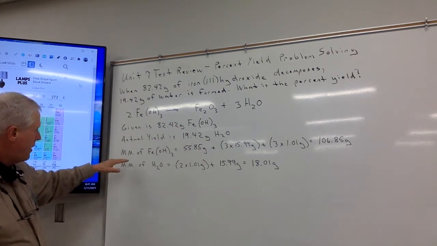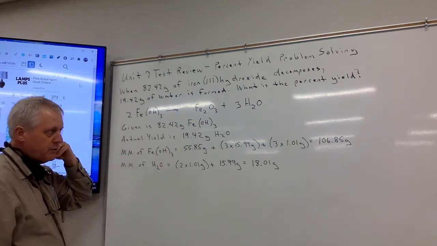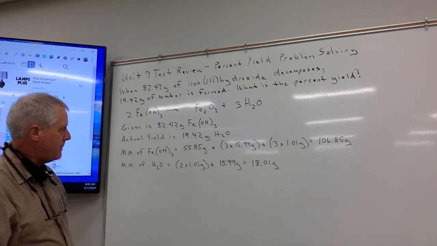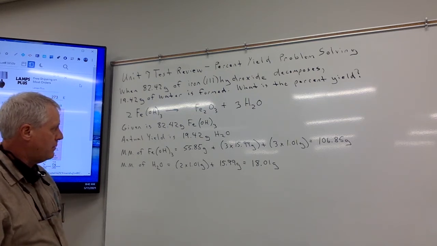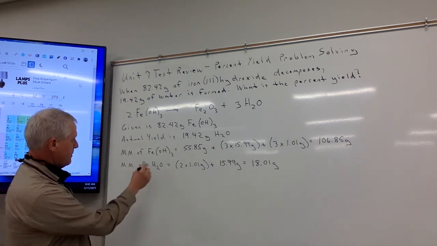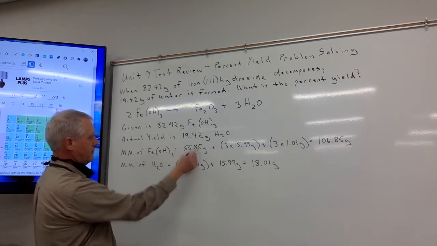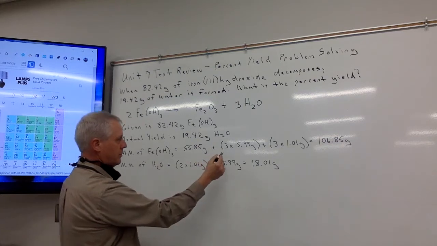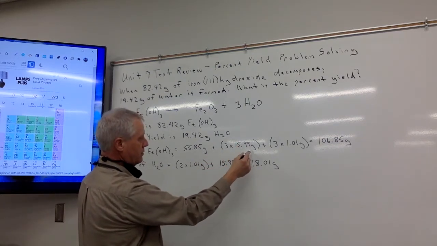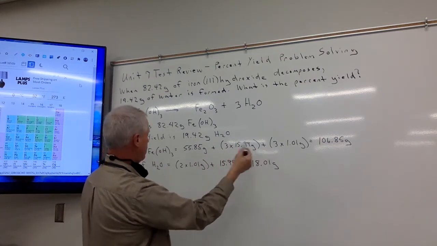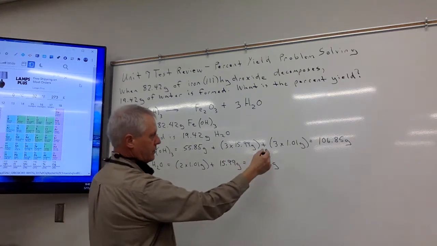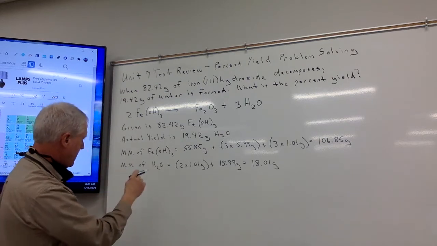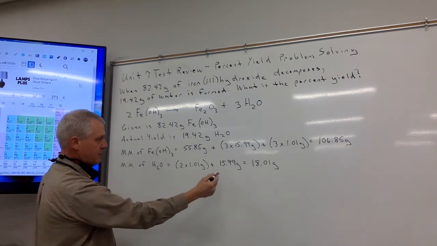Okay, so I've already shown that here just for convenience of time. I've shown how we determine the molar mass of those. Just remember that your iron, its atomic mass is 55.85, and then there's 3 oxygens, so 3 times the atomic mass of oxygen, 15.99, plus 3 hydrogens, so 3 times the atomic mass of hydrogen. So that's how we get that molar mass, and then the molar mass of water, similar process.